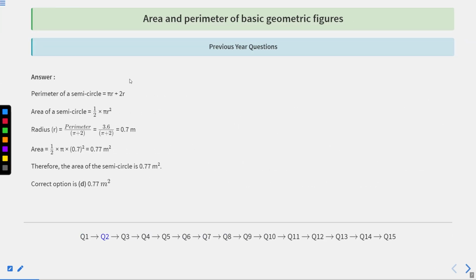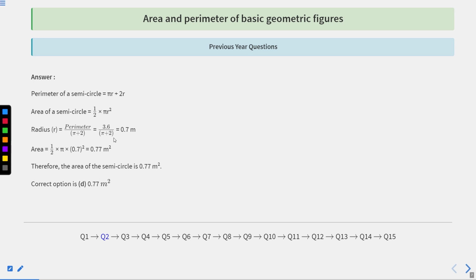So let us see. First of all, let me recall for you the formulas involved in the perimeter and area of a semicircle. The perimeter of a semicircle is given by pi r plus 2r. And the area of a semicircle is given by 1 upon 2 times pi r square. So just simply substitute the values. Radius r will be equal to perimeter upon pi plus 2, that is equal to 3.6 upon pi plus 2. And on simplification, you will get 0.7 meters.